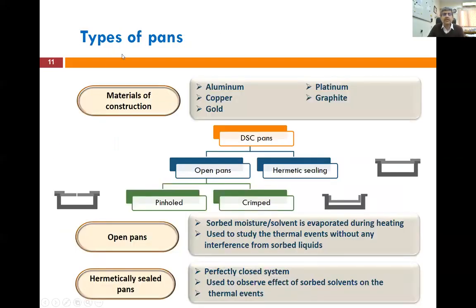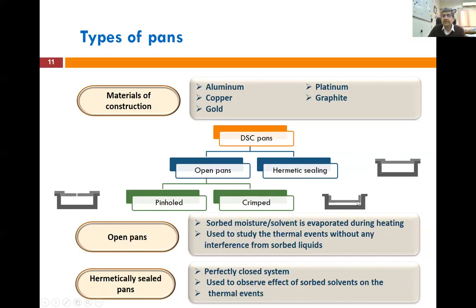There are various types of DSC pans, and they can be made up of aluminum, copper, gold, platinum, and graphite. Aluminum is the most common material of construction, and the configuration of the pans could be either open pans, which can be further divided into pinhole or crimped pan, and hermetically sealed pan. So these are the pictures of an open pan. So this is a pinhole pan.